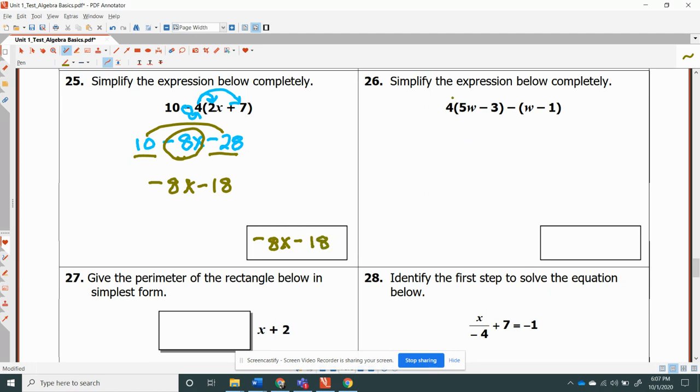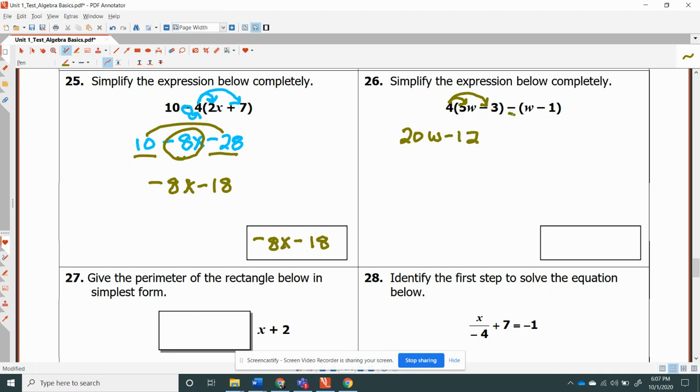Okay, we've got to distribute the 4 to the 5w and to the negative 3. So that's going to give us 4 times 5, that's going to be 20w, 4 times negative 3, minus 12.